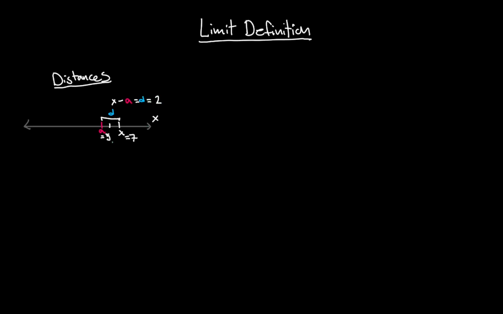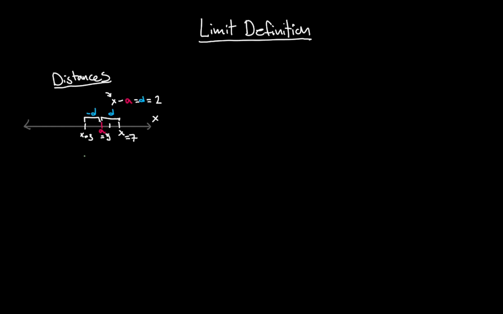But let's say x instead was on the other side of a. So x was over here, and x is equal to 3. So this distance, we want to figure out what that distance is. And what you notice is if we plug it back into the same equation, we would get 3 minus 5, which gives us negative 2. So we get the negative distance. And this isn't what we want. We want distance to always be positive.